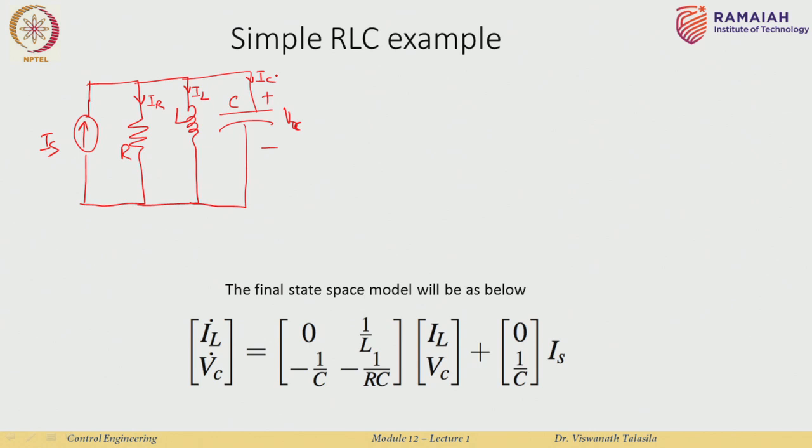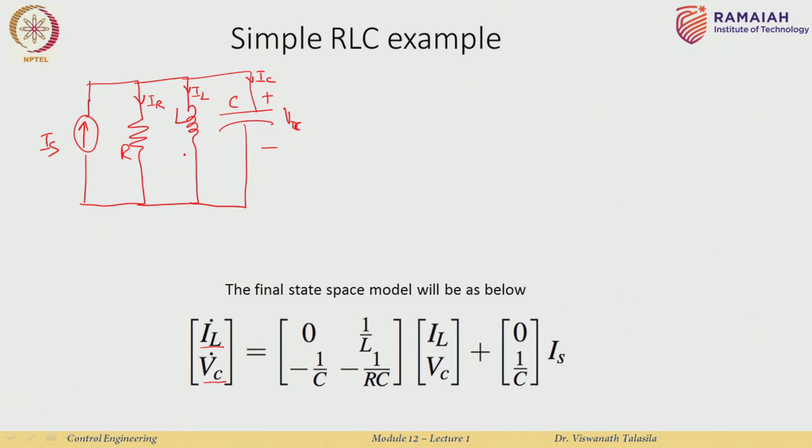And now what we want to do is to write down the state space model for this one, and you can see that I have already considered the two states as being the current through the inductor and the voltage across the capacitor. The reason for that is that this particular RLC circuit has two energy storing elements, one is the inductor, one is the capacitor, hence you will have two states and not more than that.